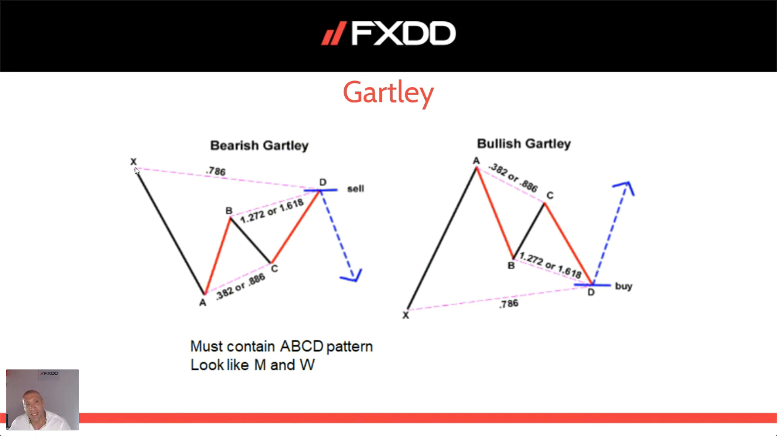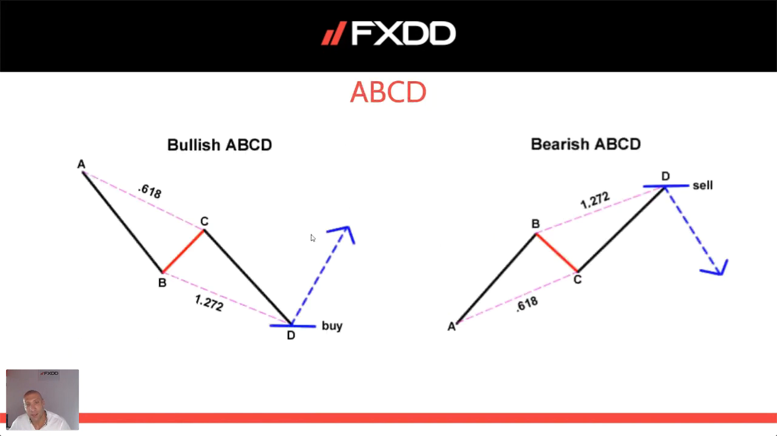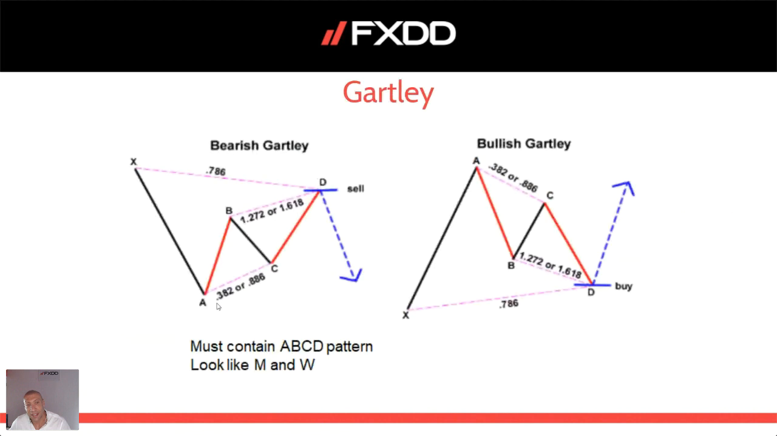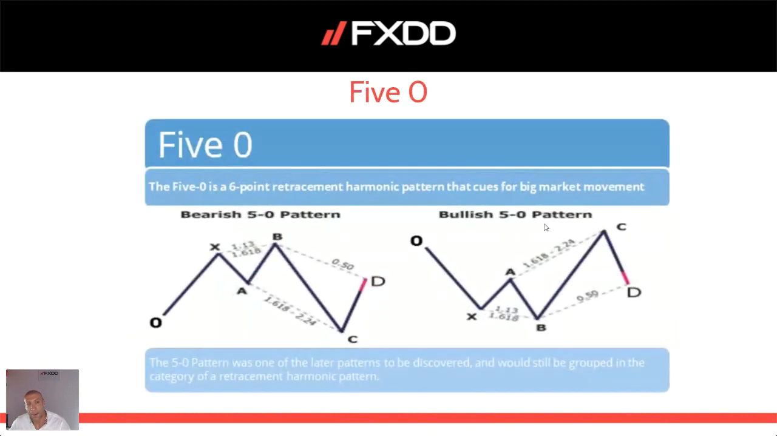The difference is that from X to D, there is 0.786 of retracement, but from A to C is similar as we have with ABCD. Okay, 38.2 or 88.6. Here, the same thing.